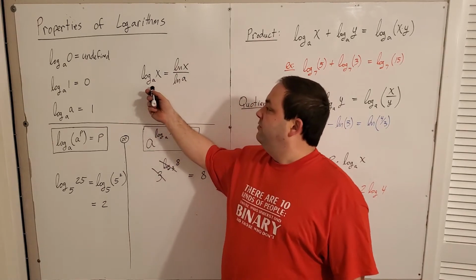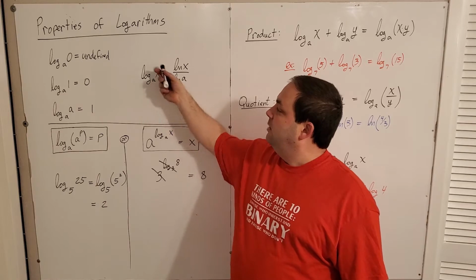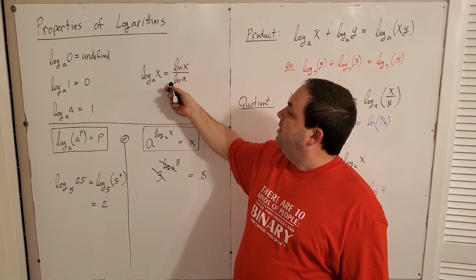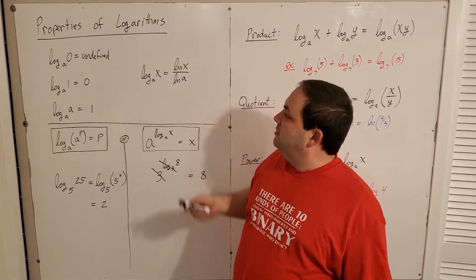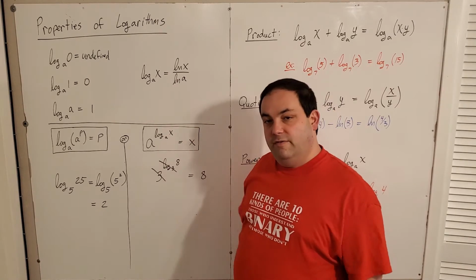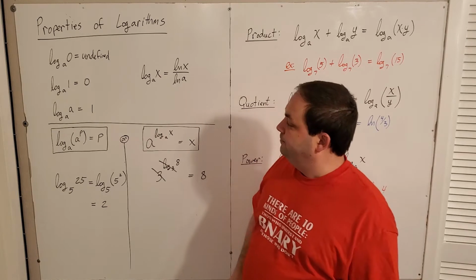And then we had the change of base formula, right? I can take any logarithm and rewrite it as two logarithms that have the same base. I usually pick ln just because it's less writing, and we do a lot of ln calculations later on anyway.